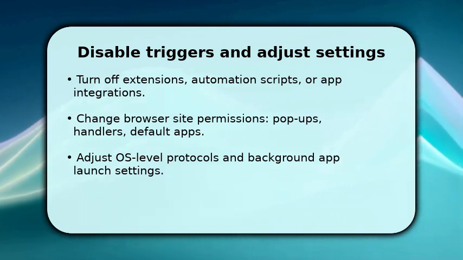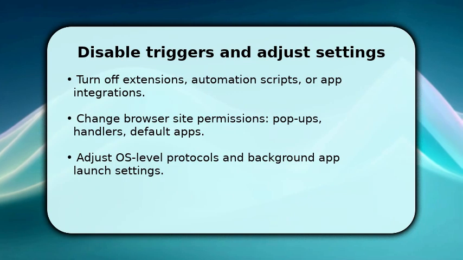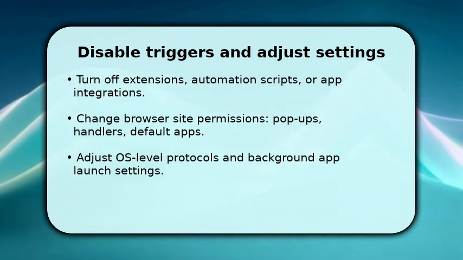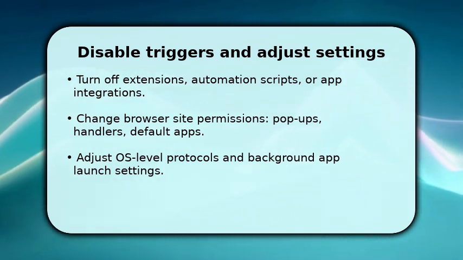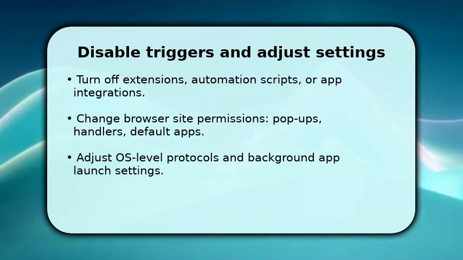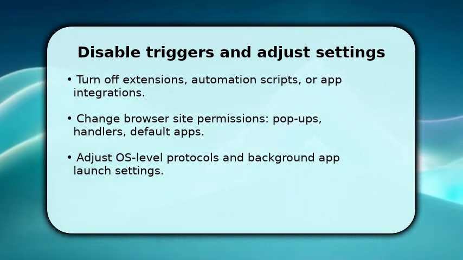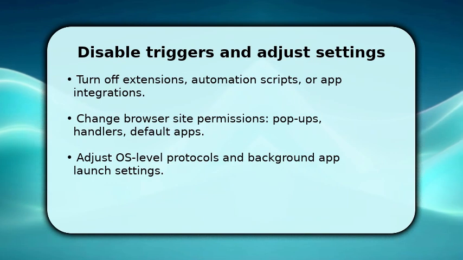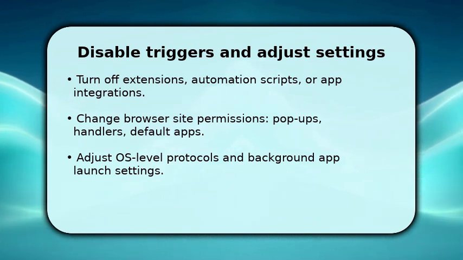Change browser settings, block pop-ups, revoke protocol handlers, and reset link handling to a neutral preference. On mobile or desktop, modify app permissions and background launch settings so no app automatically grabs the link. Once you've narrowed it, re-enable items, one at a time, to identify the precise extension or permission causing the auto-open.